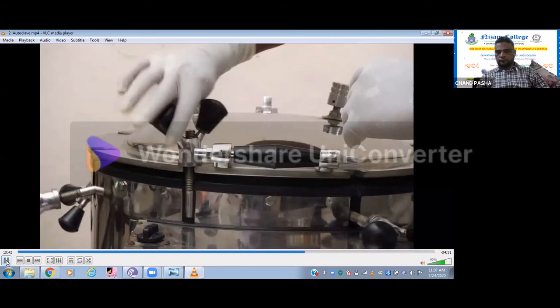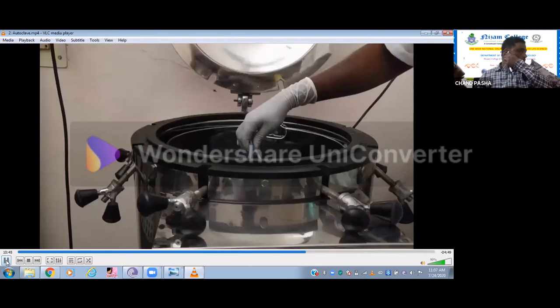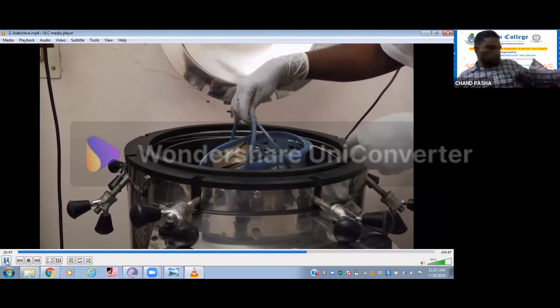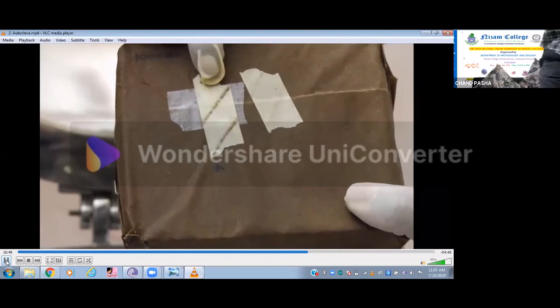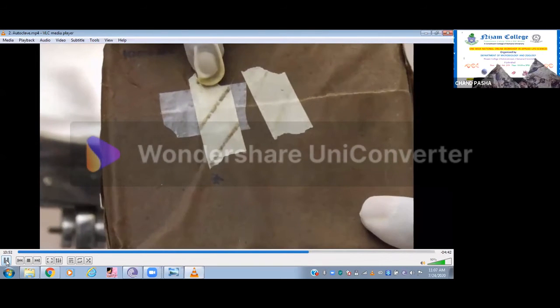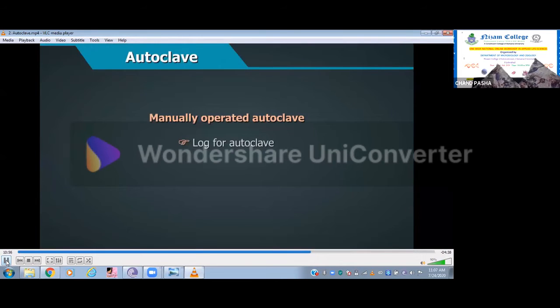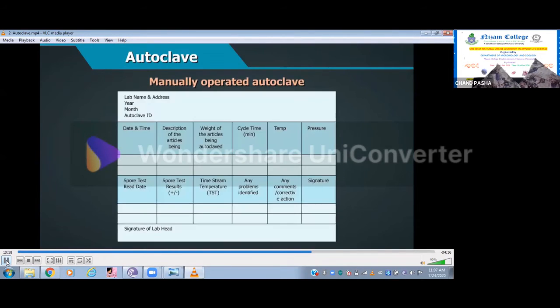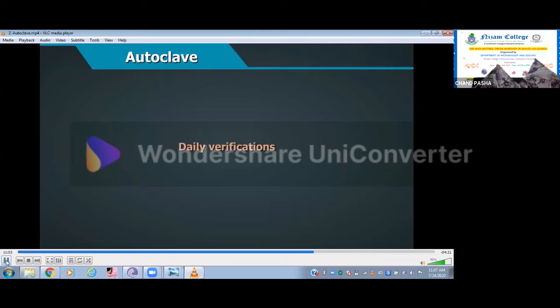Open the lid of the autoclave as instructed by the manufacturer and carefully unload it. Check the process control strip to ensure sterilization has been satisfactory. Keep a log for autoclave use. An example is shown here. Customize according to requirements. Daily verifications.